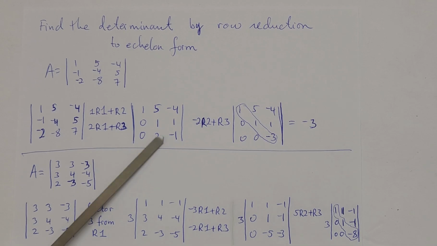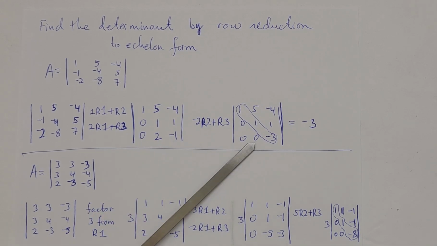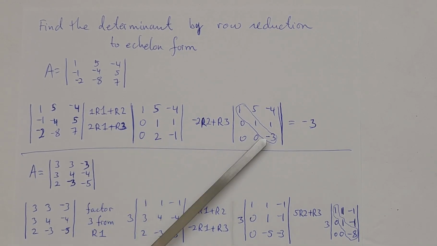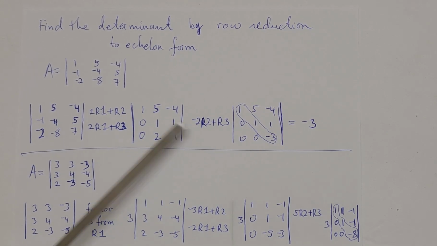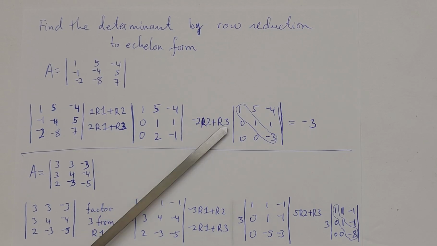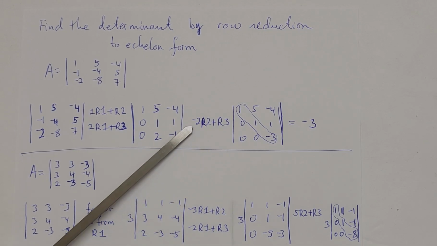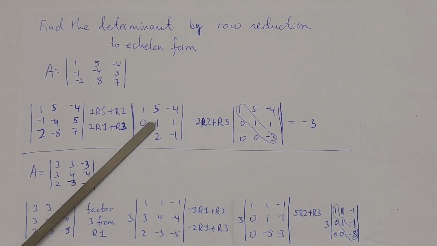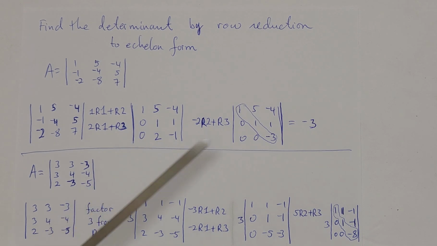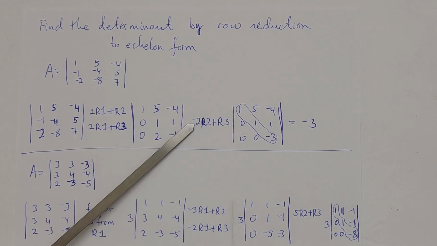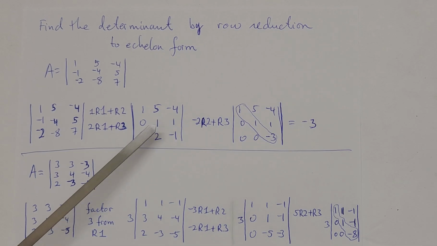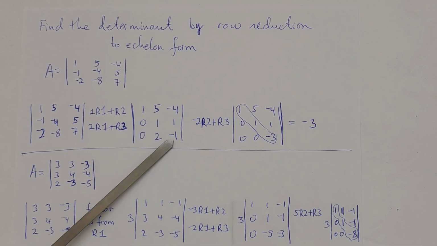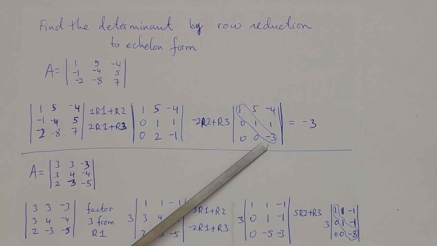Next, we need this to be a 0. So again, we need this to be a 0. So the opposite of 2 will be -2. So row 2 and then plus row 3. So -2 times 1 is -2 plus 2 gives me 0. -2 times 1 is -2. -2 plus -1 will be -3.